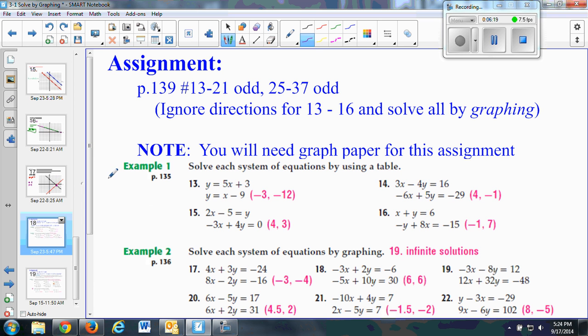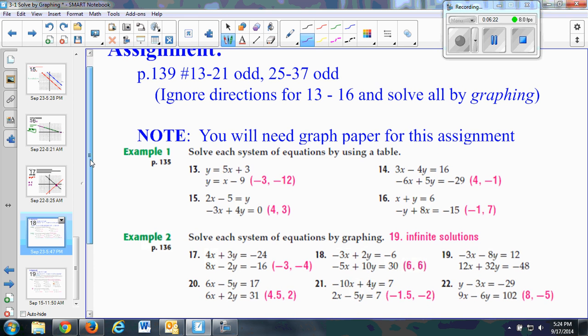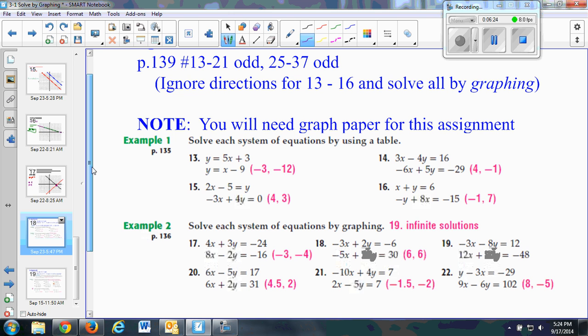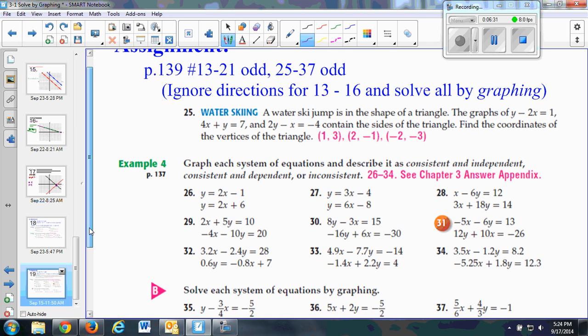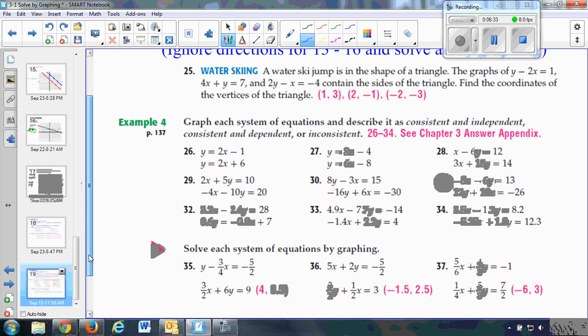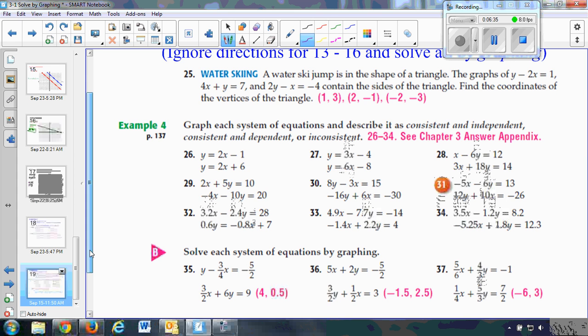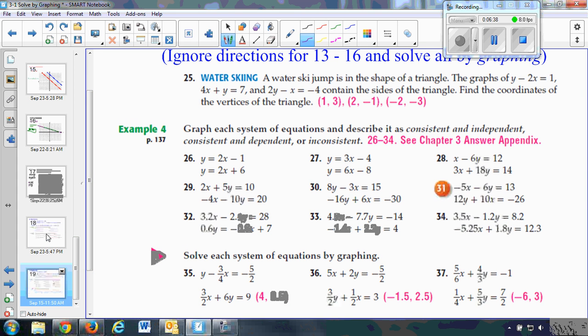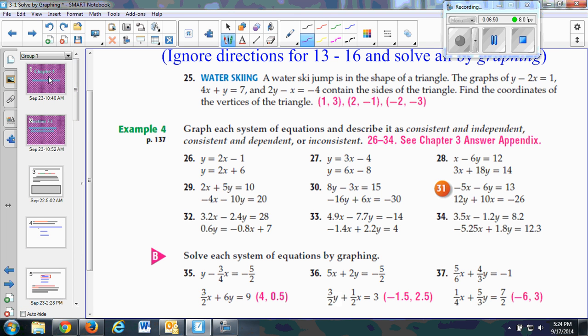Here's the assignment. You can take a second and pause it so you can write it all down, and you can also pause so we don't have to get the book and you can check your answers here. Here's the first page of problems. Here's the second page. Make sure when you're doing these, ignore the directions and solve them all by graphing, because that's what we're working on today. If you need graph paper, I have some up here. Hope it makes sense. We'll briefly go over all of this when I come back tomorrow. Have a good one, guys.